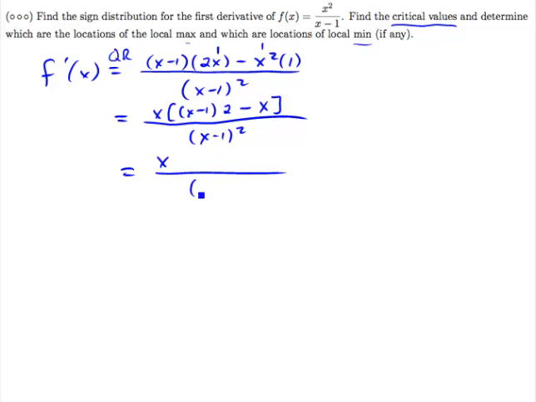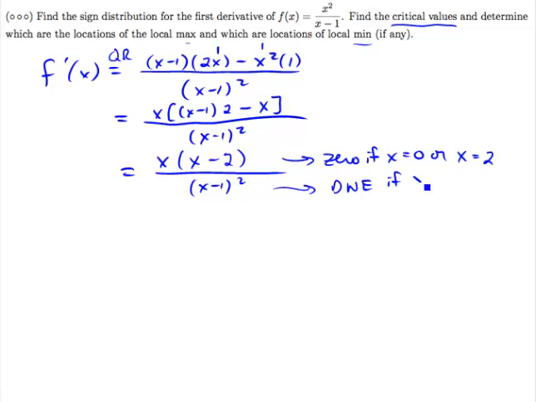And so I've got a little bit more algebra to do. If I distribute this 2 through, I've got a 2x minus 2 minus x. So 2x minus x will be x, and then a minus 2. Those are the only two things left. And now I want to know where this is 0 and where it does not exist. This will be 0 if x equals 0 from this first factor, or x equal 2 from the second factor. And this does not exist if x equals 1.